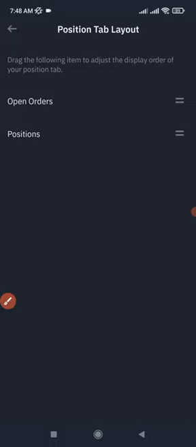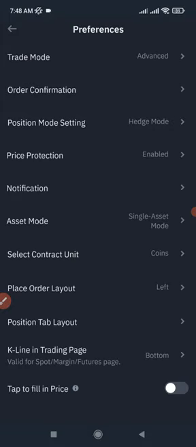So you can just drag and drop this anyhow you want. Just click, hold, and drag it and drop it the way you want it. Whatever you want there is your business. So just drag and drop.